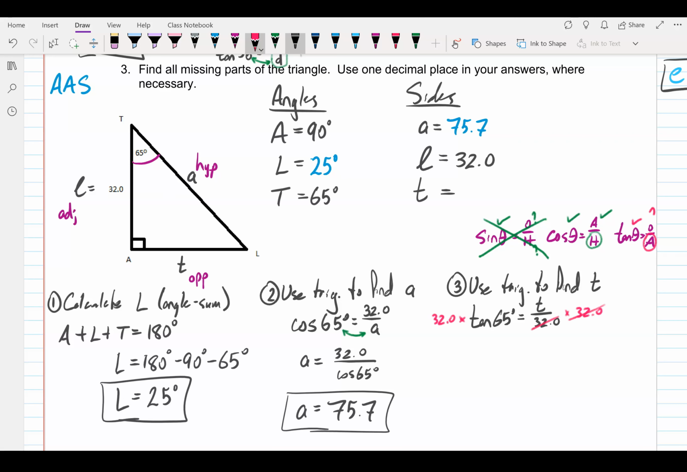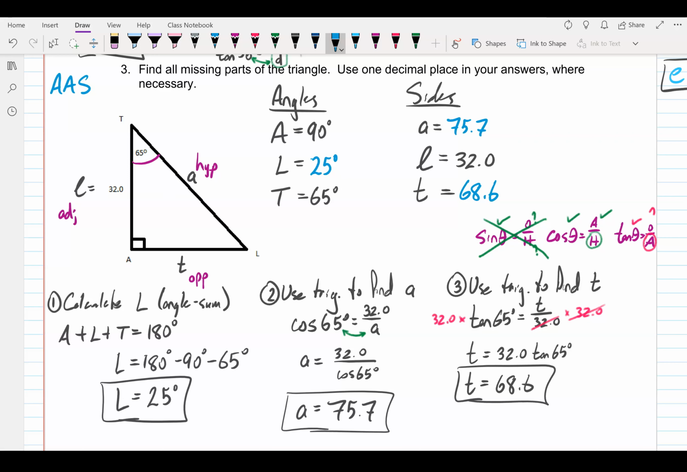Cancel, cancel, and then we get our answer. So in other words, t is 32 times tan of 65, or t is equal to 68.6. Our triangle is now solved. We've gotten 3 answers out of this, and we've got it.